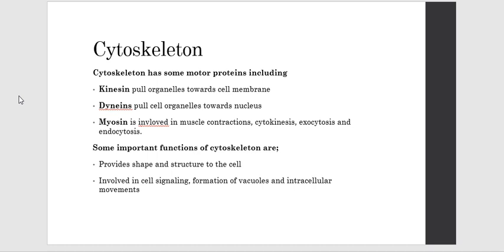Some important functions of the cytoskeleton are that they provide the shape and structure of the cell, and they are involved in cell signaling, the formation of vacuoles and intracellular movements.